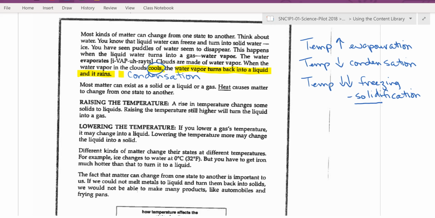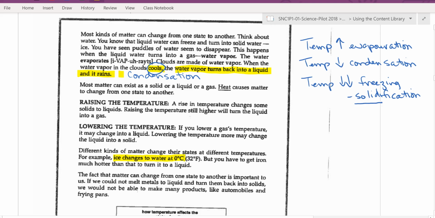Raising the temperature. A rise in temperature changes some solids to liquids. Raising the temperature still higher will turn the liquid into a gas. Lowering the temperature. If you lower a gas's temperature, it may change into a liquid. Lowering the temperature more may change the liquid into a solid. Different kinds of matter change their states at different temperatures. For example, ice changes to water at 0 degrees Celsius. I'm going to highlight that because that might be important.